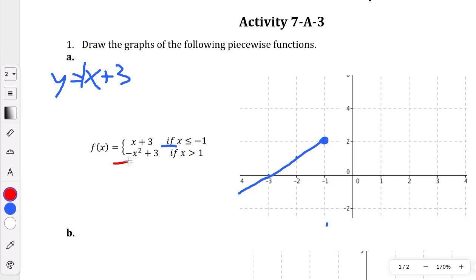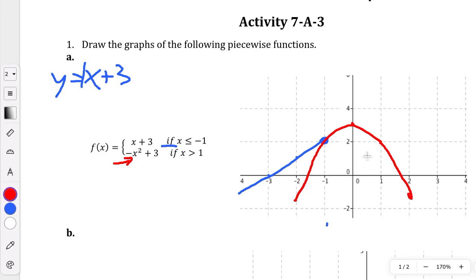Let's look at the second one. This right here is a parabola. It's an upside down parabola with a y-intercept of 3. So under normal circumstances, that would have a y-intercept at 3, and it would go basically to right about there. Unfortunately, again, my hand is not the best. But there we go. So it would look something like that.